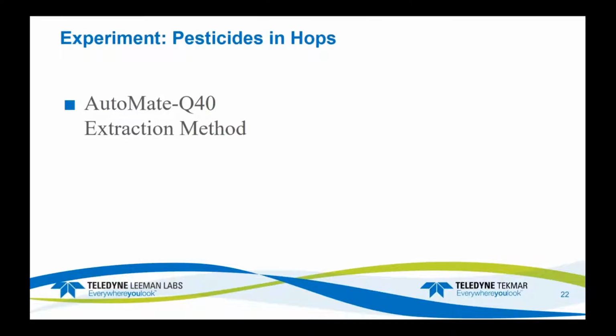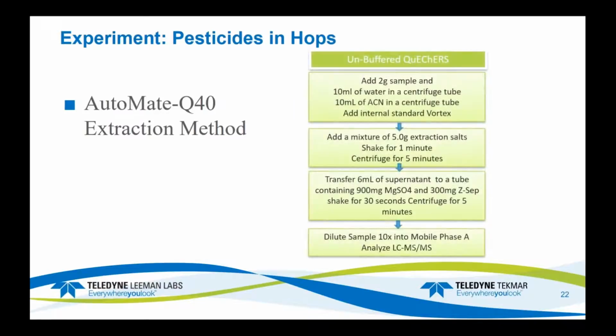So for our method, what we did is it's a modified QuEChERS extraction. So we use the unbuffered salt. So we add 2 grams of our ground hops, and then the system's going to add 10 mils of water, 10 mils of acetonitrile, and add the internal standard, which was TPP or triphenylphosphate. And we added a premix of 5 grams of the extraction salts. Again, that would be the unbuffered salt. That's automatically added by the system.